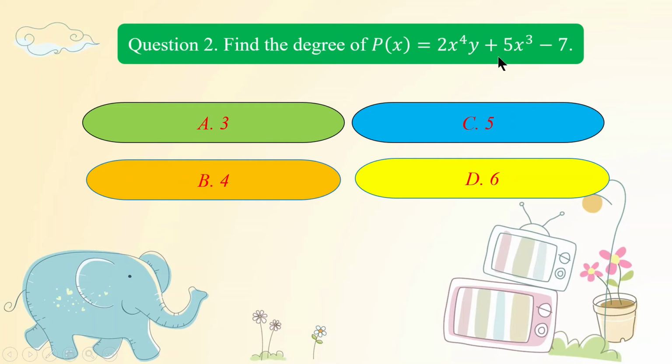Now, let me just say it again. You need to find the degree of each term, and then you take the term with the highest degree. For example, the first term, 2x to the fourth y. In order to find its degree, you take 4 plus 1. It is 5. 5x to the third, you could see the degree is 3.